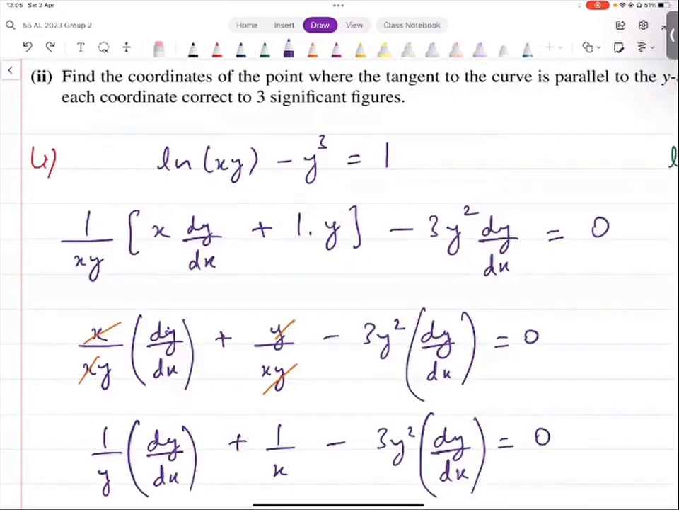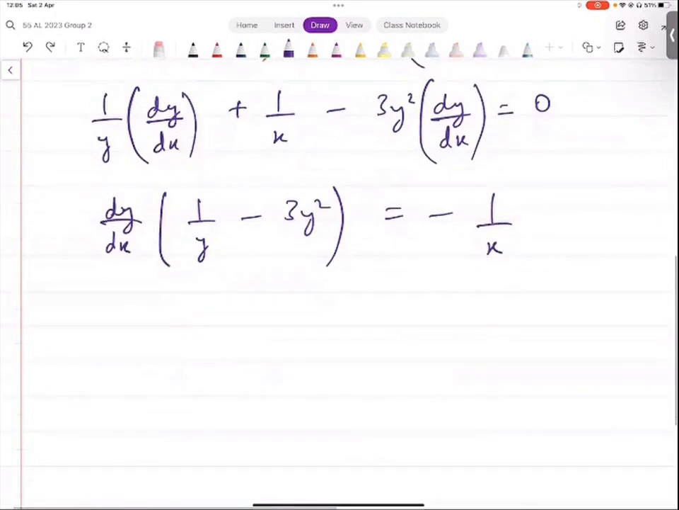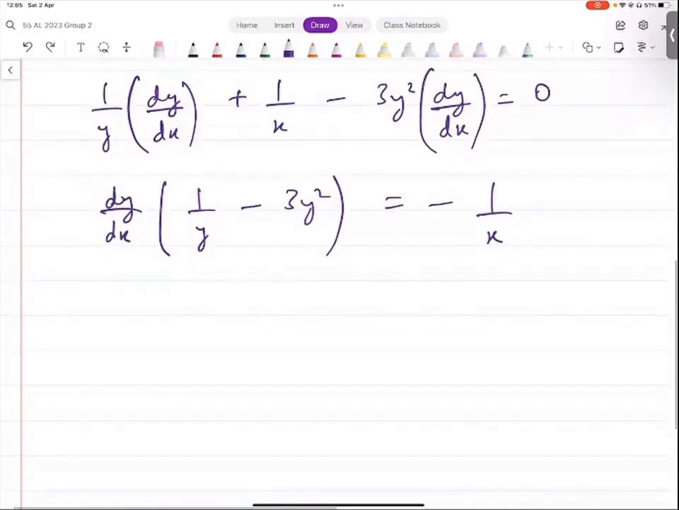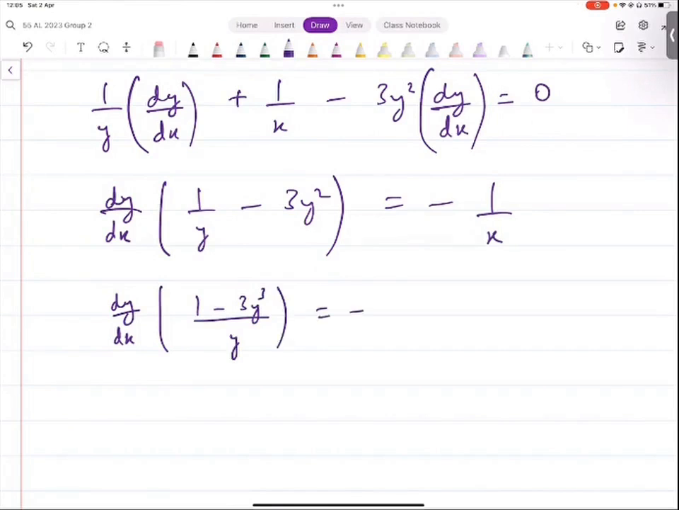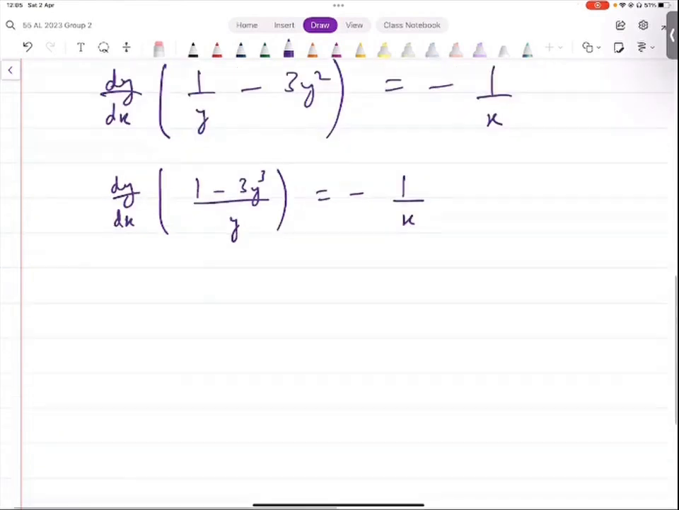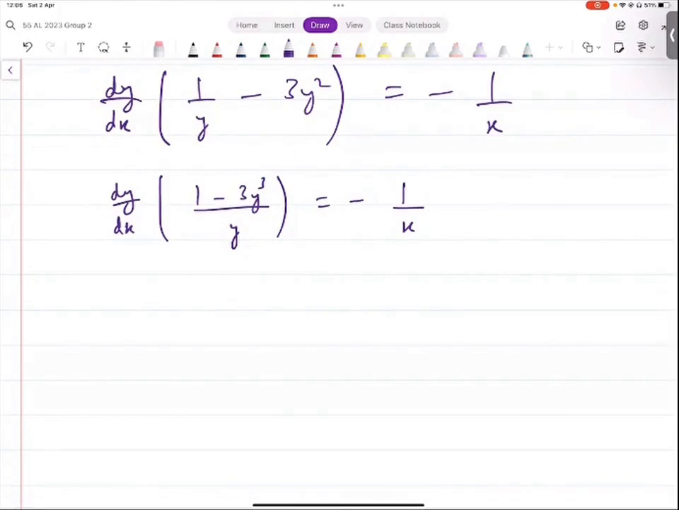1 over x को तो मैं राइट साइड पे ले गया. अच्छा, इसको LCM ले लें अगर, तो हमारे पास क्या आ जाता है? 1 minus 3y cube over y, and that equals minus 1 over x. Let's multiply this thing on the other side now. dy over dx equals minus y over x into 1 minus 3y cube. This is what we're getting.